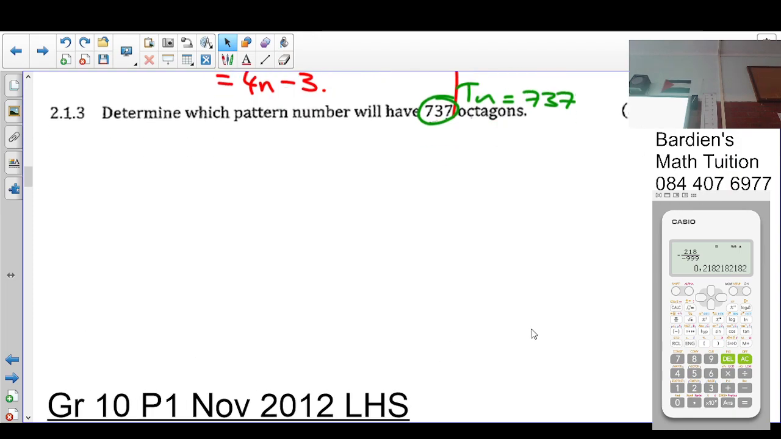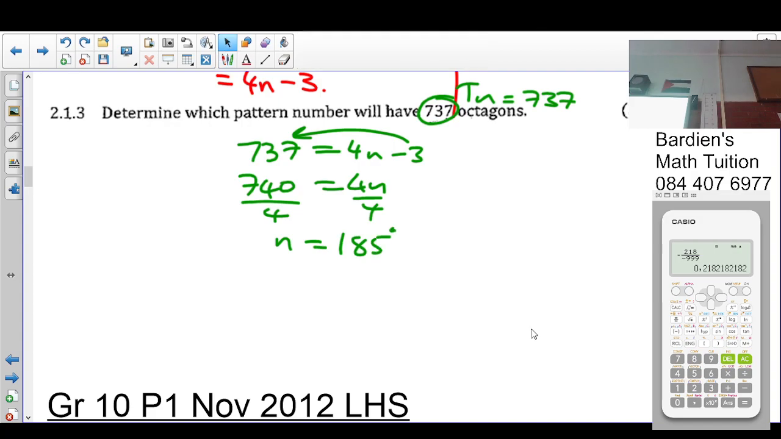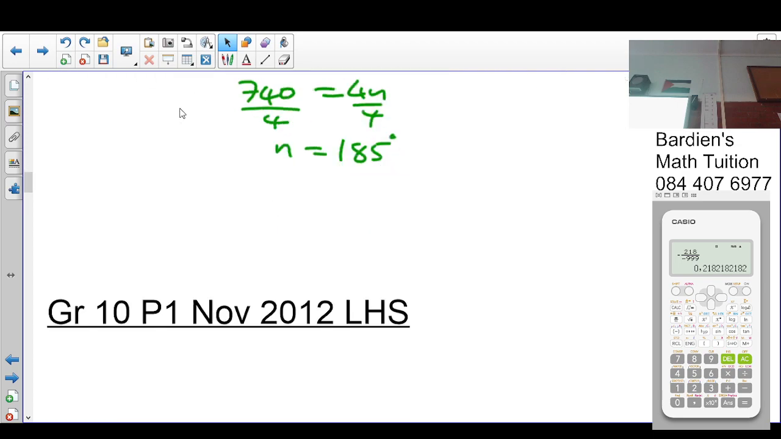We now say 737 is equal to Tn, which is 4n minus 3. We get over, it becomes 740. Is that correct? Yes. It's equal to 4n. Divided by 4. So n is equal to 185. Octagons. Or, sorry, pattern 185. Okay.